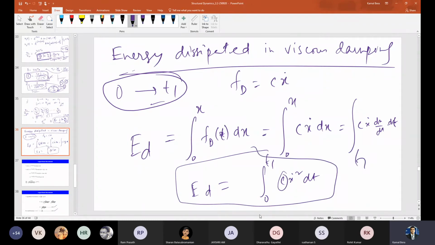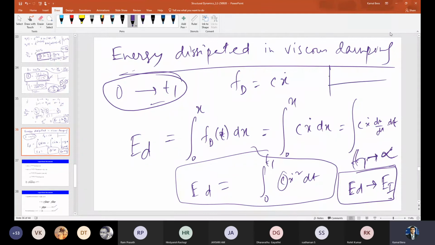As t1 tends to infinity, the dissipated energy will be equal to the input energy, exactly. It will fully dissipate whatever you have given. That's why the response starts from here, slowly goes down, and finishes.